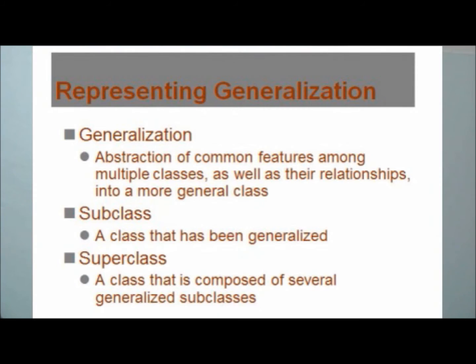Now, we've already talked about generalization before and specialization, and we need to talk about it again because it's a really important feature of what makes object-oriented analysis so powerful. So generalization is where you bring multiple classes together because they all look the same. As it says here, a subclass is a class that has been generalized. A superclass is a class that is composed of several generalized subclasses. Best way to do this is to look at a picture. I always find pictures really help to explain a lot of what's going on here.